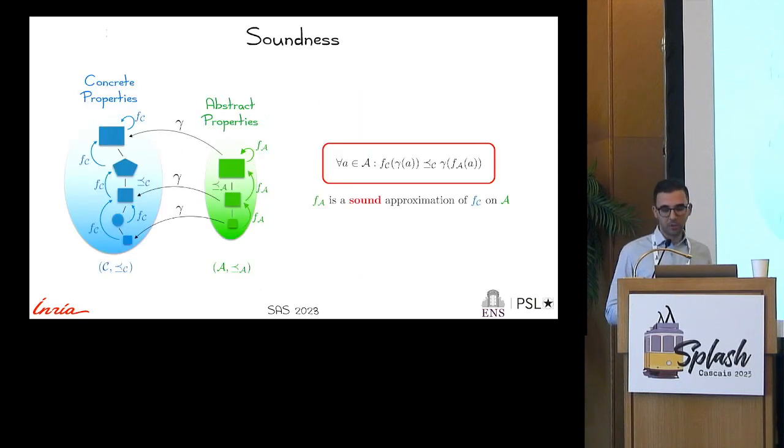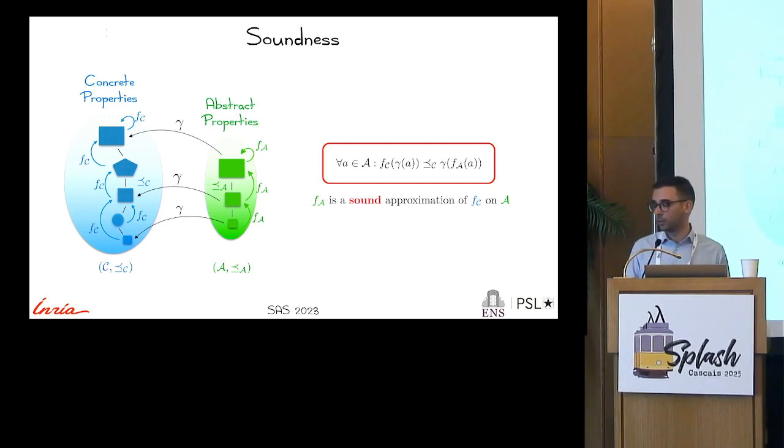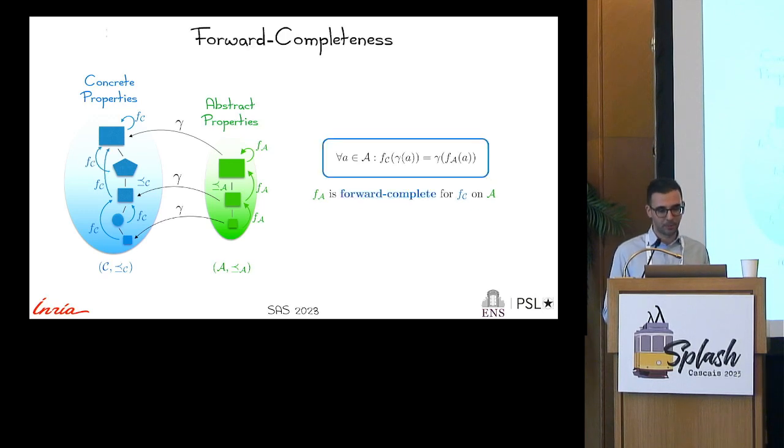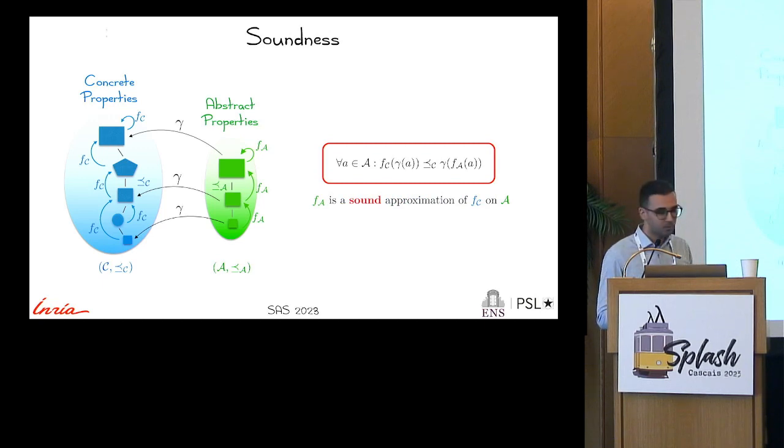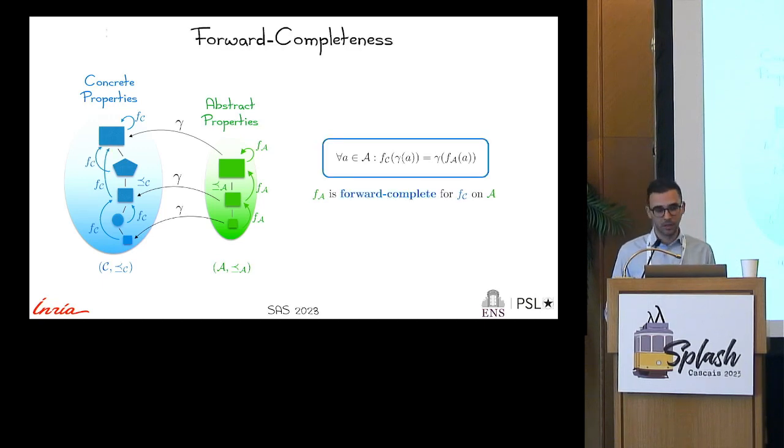An abstract operator is sound when it is a sound approximation of a concrete operator, when the concretization of the result of the abstract operator is always an approximation of the result of the concrete operator over all possible abstract inputs. So the best possible scenario is when this inequality becomes an equality. And in this case, we get the so-called forward completeness, so the completeness over the concrete properties. Namely, the abstract operator is forward complete for all possible abstract inputs.